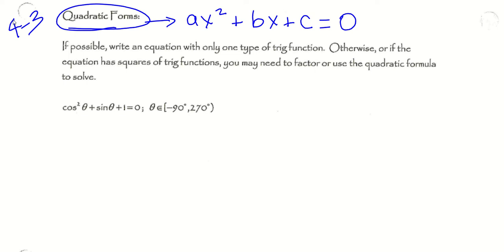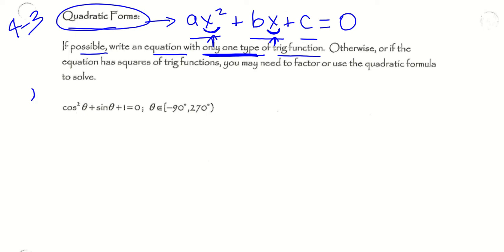So in the realm of trig equations, our variable is not just a single variable, but is a trigonometric function that contains our variable. So to have quadratic form, we're looking for writing an equation with 3 terms in it, where one term has the function that contains our variable squared, and the other term just contains our function. So the first thing we want to do, if possible, is write an equation that has only one type of trig function.